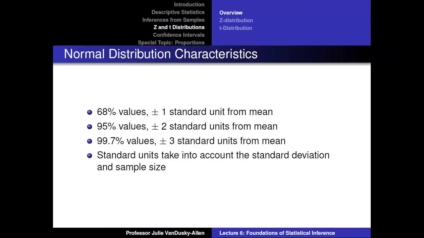Next, 68% of the values of a normal distribution are within 1 standard unit from the mean. 95% of the values of a normal distribution are within 2 standard units of the mean, and 99% of the values of a normal distribution are within 3 standard units of the mean. Standard units take into account the standard deviation and the sample size, which we will talk about soon.